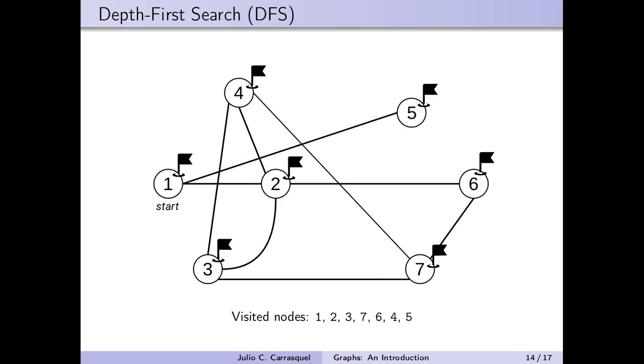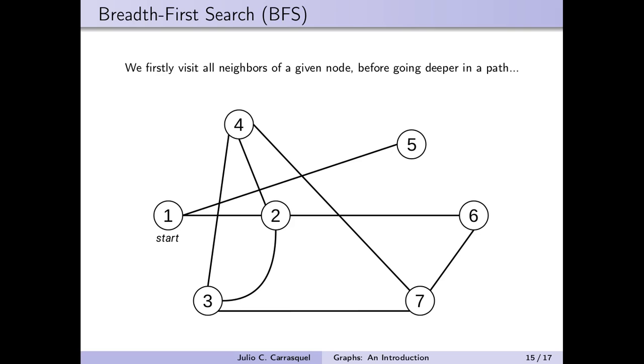You saw in this example how DFS, depth-first search, works, and that's the reason why it's called that: we go as deep as we can into a branch before moving back and trying with another branch. You see now that we have visited all of the nodes.